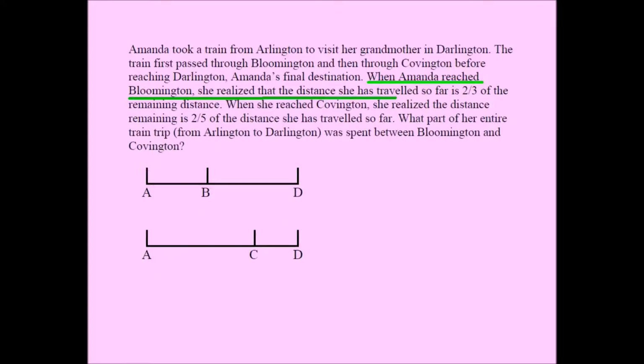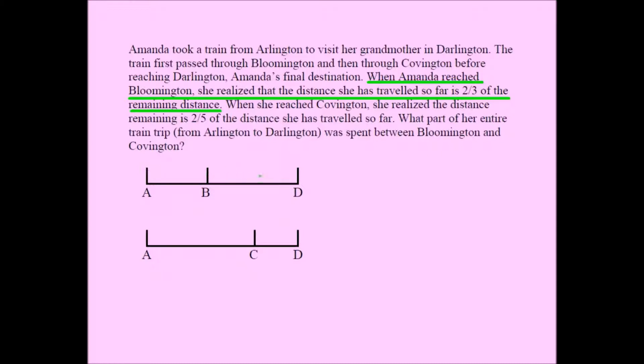You really have to read things very carefully when you're solving a word problem. Half the battle is understanding the question. Okay, when Amanda reached Bloomington, she realized the distance she has traveled so far is two-thirds of the remaining distance. So here is Amanda in Bloomington, and she's claiming this distance is two-thirds of this distance.